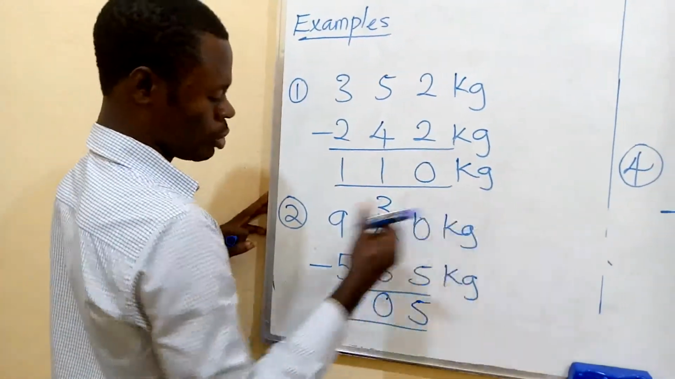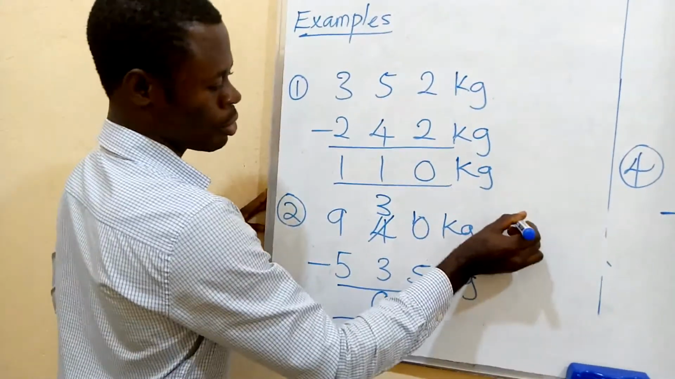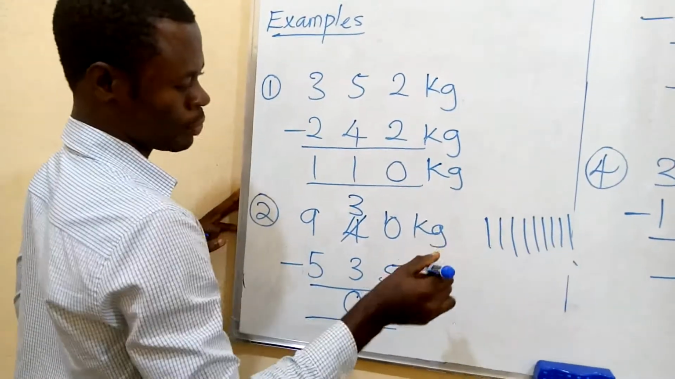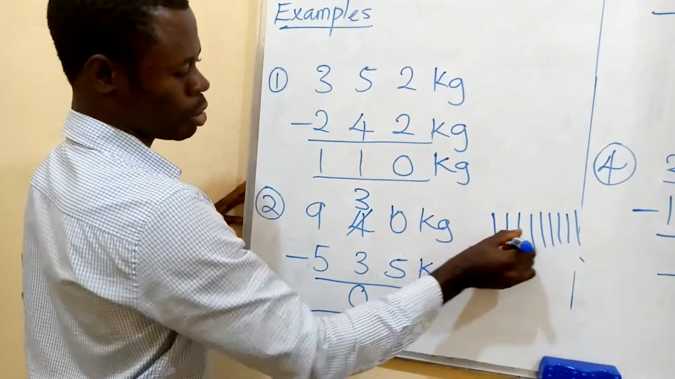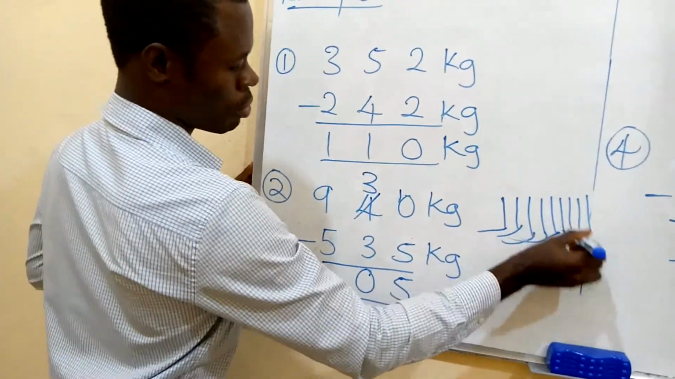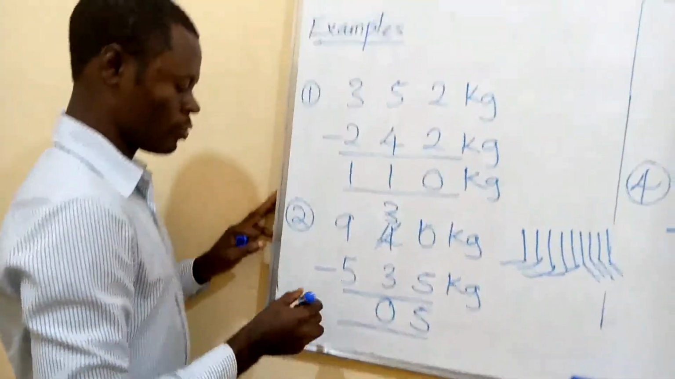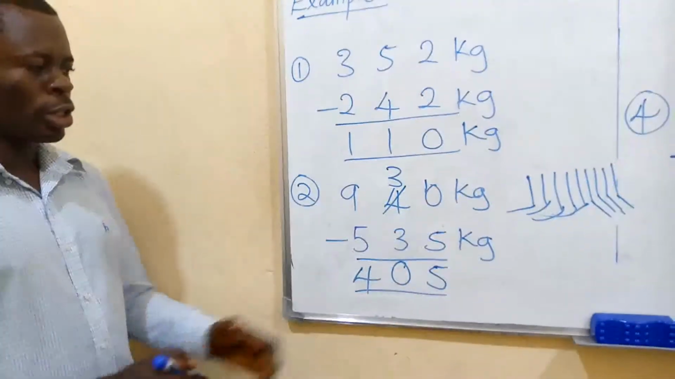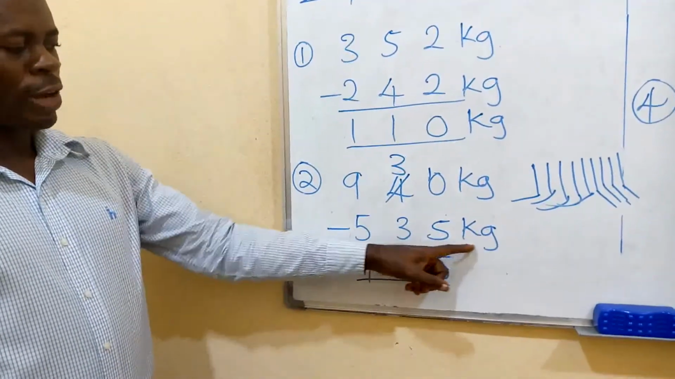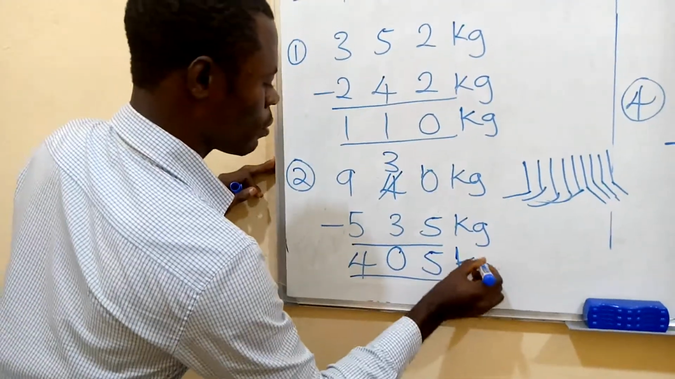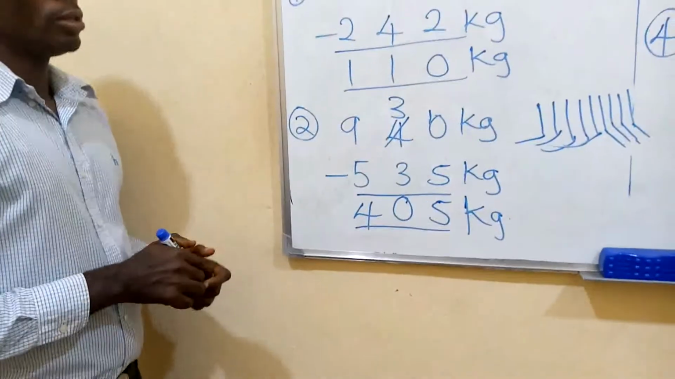So now count with me. You're going to count 9 and take away 5. 1, 2, 3, 4, 5, 6, 7, 8, 9. Minus 5. 1, 2, 3, 4, 5. And then we count the remaining strokes. We have 1, 2, 3, 4. 9 minus 5 is what? 4. So 940 kilograms minus 535 kilograms gives us what? 405 kilograms. Alright? Then we are going to look at example 3.